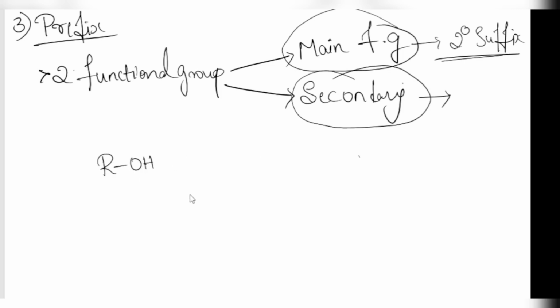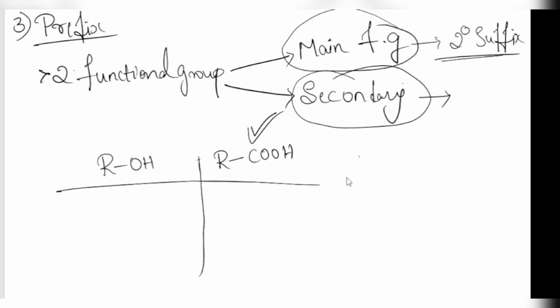Suppose in a carbon chain, we have two functional groups, that is alcohol as well as, what is this functional group called? This is carboxylic acid. Between these two, we will give the priority to carboxylic acid. I will discuss the same thing in future. For now we are discussing prefix. I'm just giving an example over here.